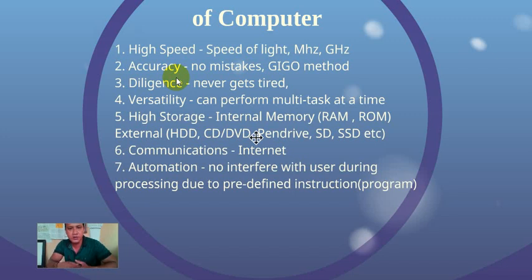Okay, that is called what? Garbage in, garbage out. GIGO means garbage in, garbage out. That means if you give garbage, it will give you the garbage result. Same like that. So computer is very accurate and works perfectly without any mistakes.